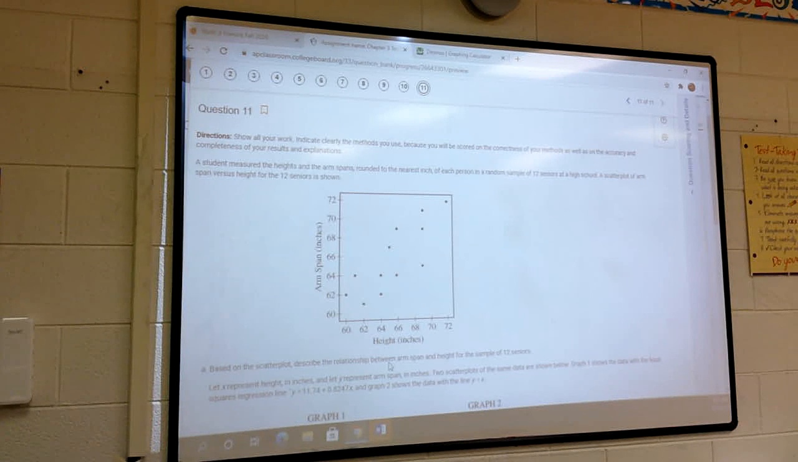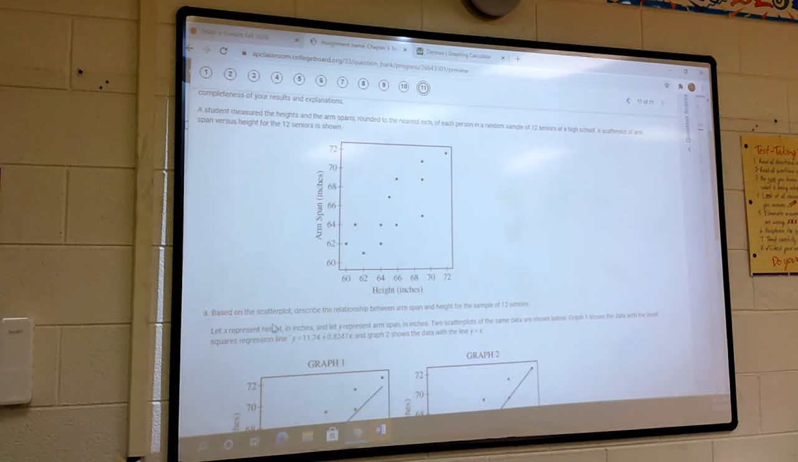You need to specifically describe the direction. You need to specifically describe the form and specifically describe the strength, based on the scatter plot, not on anything else. Okay? Let X represent the height in inches. Let Y represent the arm span in inches.